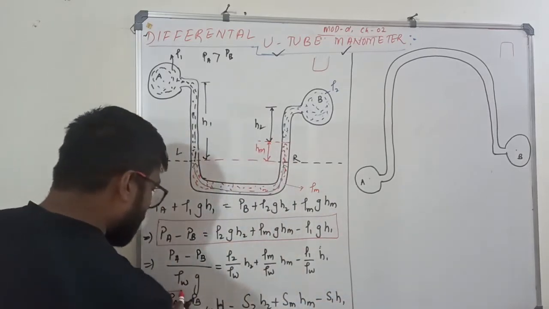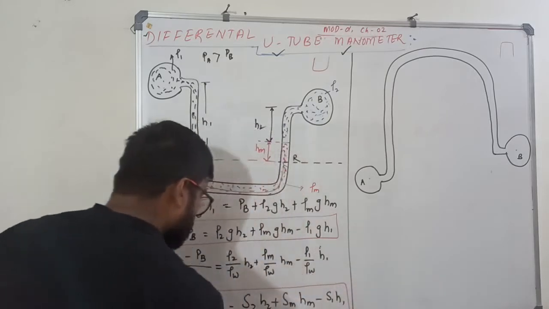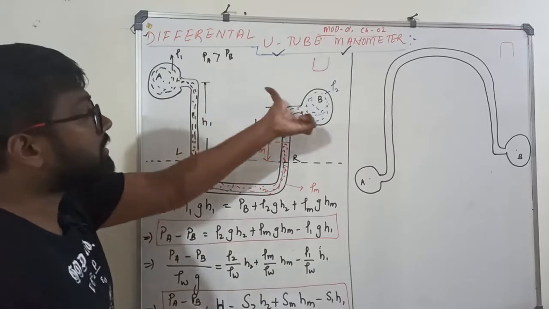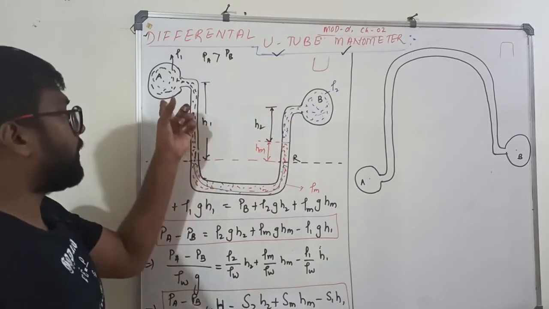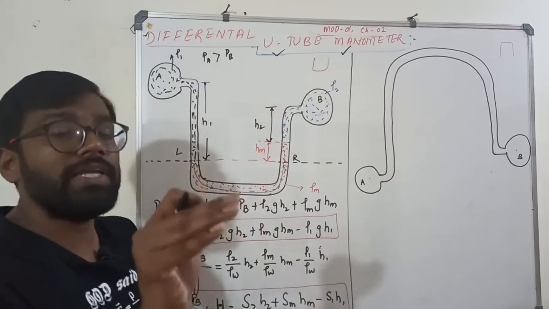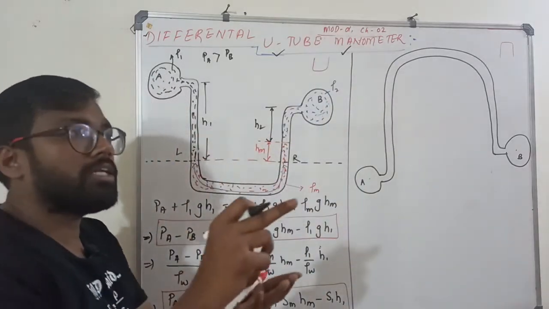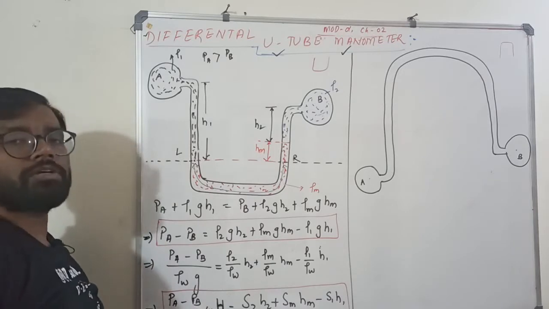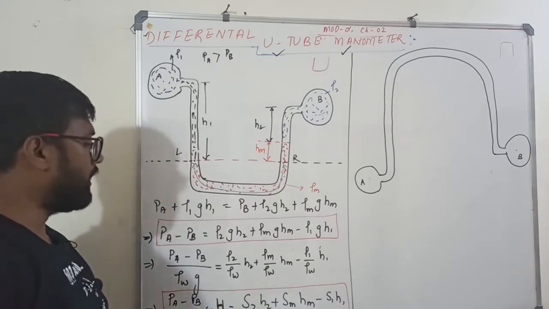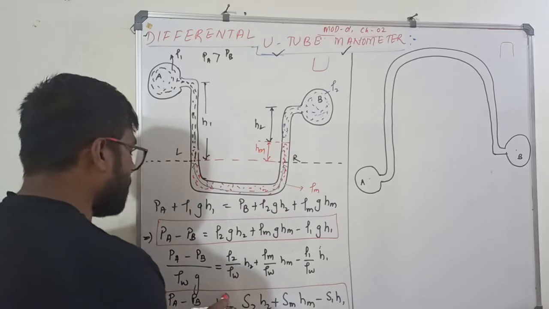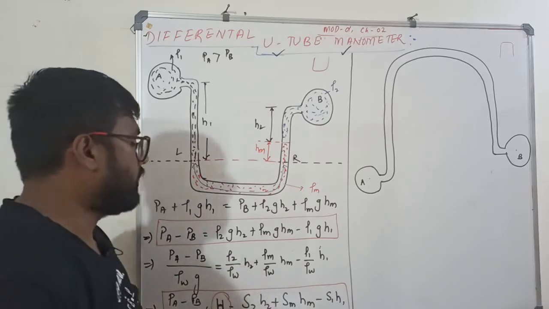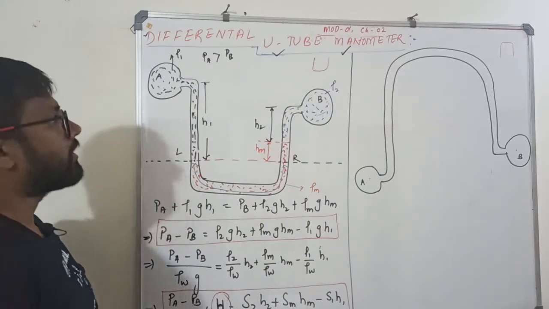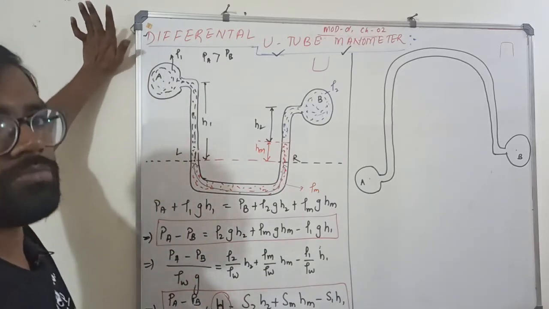In your GATE or any exam, normally the options will be in terms of specific gravity. So they'll ask you, what is the difference between the pressure in pipe A and B in terms of head of water. Means they are asking PA minus PB by rho W G. So that's why I wrote pressure head. The pressure head in terms of water is S2 H2 plus SM HM minus S1 H1. So this is your differential U-tube manometer.